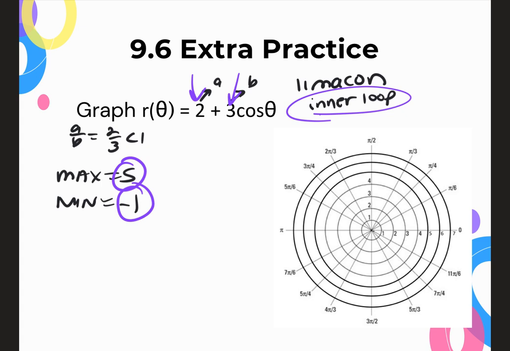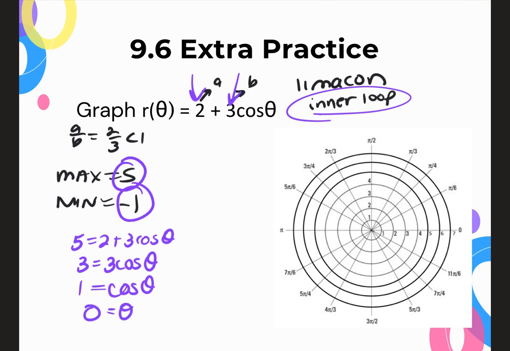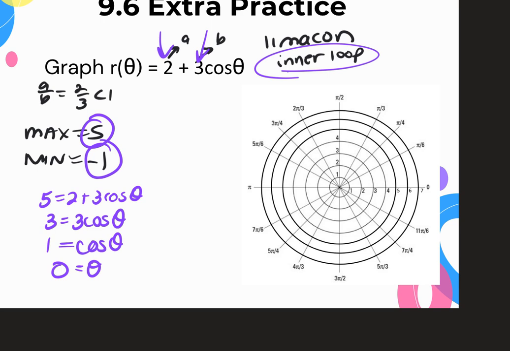Then I want to find where the max happens. The max happens by finding where r of theta is 5. So 5 equals 2 plus 3 cosine theta. 3 equals 3 cosine theta. Cosine theta equals 1. So where is cosine 1? 0. That tells me 0 is where my 5 is. That's the rounded side of my limaçon. Then opposite the 0 would be your pi, and that's where your min happens.